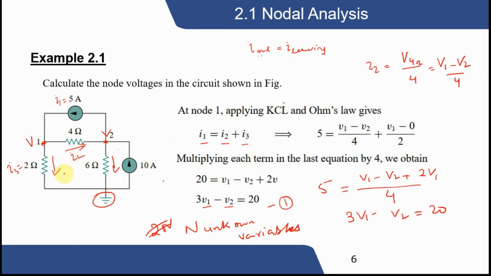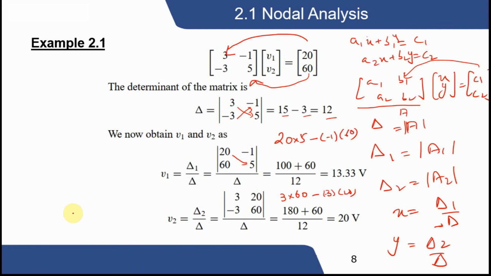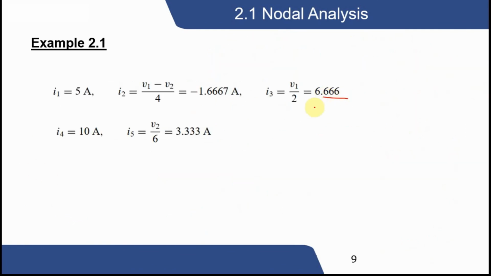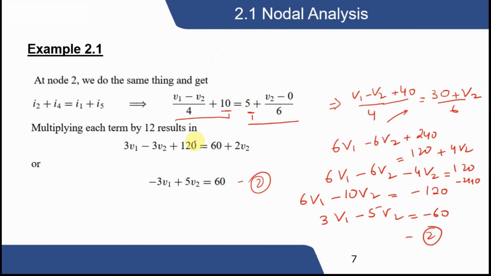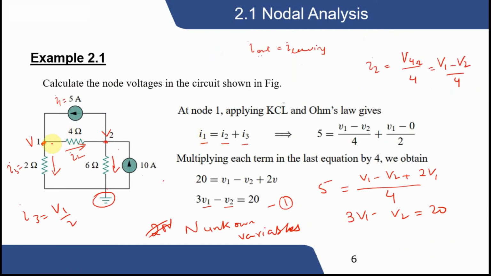We can also calculate the current here, although we don't ask for the current. To calculate the current I3, it is equal to V1 divided by 2. What is V1? V1 is 13.33 divided by 2. This becomes 6.66.